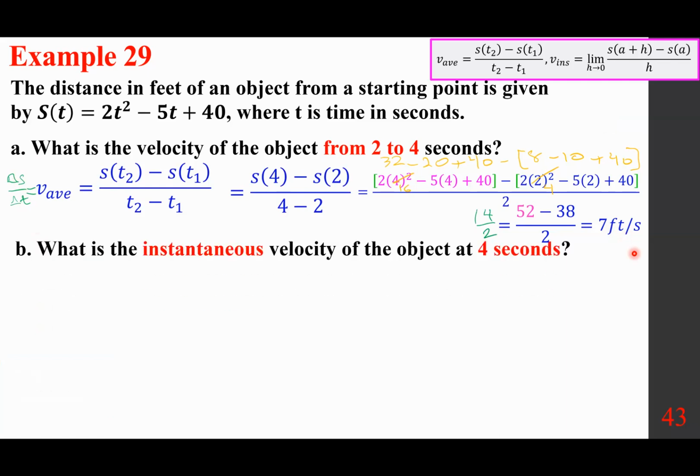What about the instantaneous velocity at 4 seconds? I want you first notice the difference between the two. This one gives you 2 points in time. This gives you only 1 point. Even if the instantaneous is missing, that's what it means, which means differentiate. So we're going to use this formula. And we want at 4. So we're going to replace the a with 4.